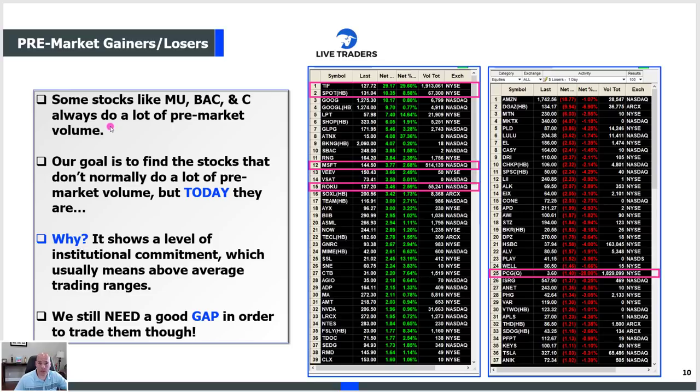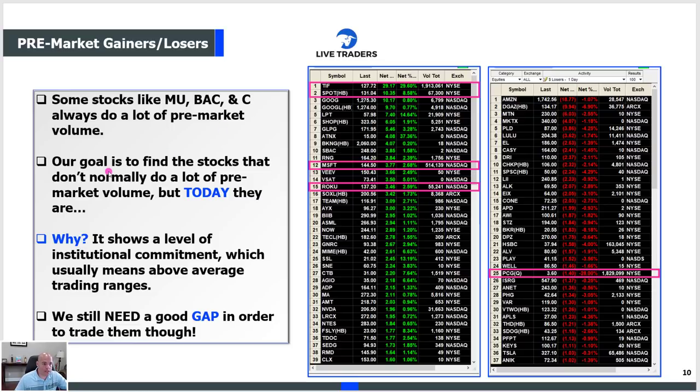Why? Because they do a lot of intraday volume, right? MU might do 60 million shares in a day, so it might have 1 million shares in the pre-market, and that's not unusual. What we are looking for, and you have to distinguish the difference, is the outliers.